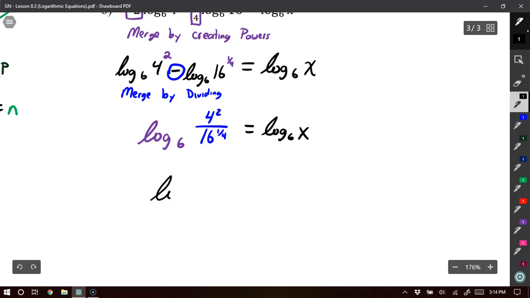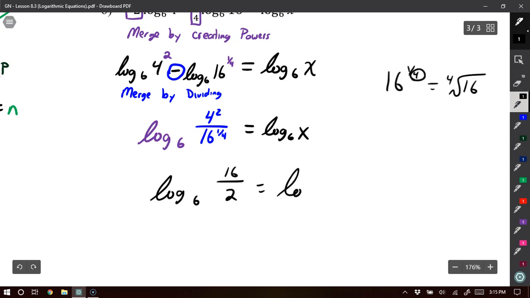Personally, I mean 4 squared, I'm going to at least do this. 4 squared is 16. So I'm going to rewrite this. Log base 6 of 16, 16 to the 1/4. Now, wait a minute. We dealt with rational exponents. That means 4th root of 16, which is 2. Oh man, I could still simplify this. I might as well just keep doing that. Log base 6, 16 divided by 2 is 8, equals log base 6 of x.